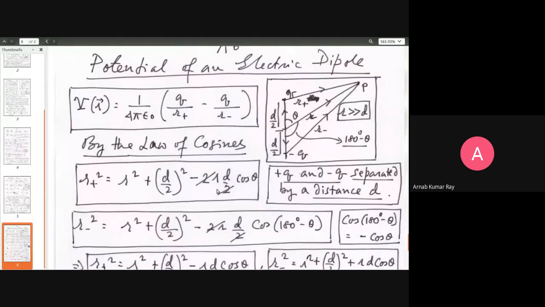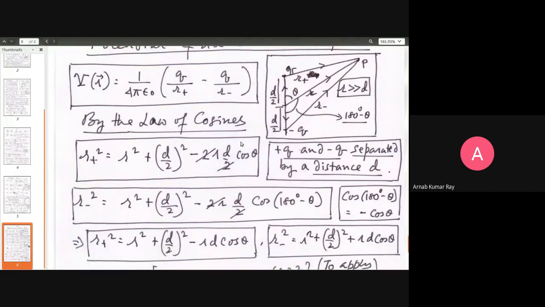I hope you are aware of that. You should be. Incidentally, if this theta were to be 90 degrees, then cos theta would have been 0, and you would have simply got the standard and well-known Pythagoras theorem. r plus squared would have been equal to r squared plus d by 2 whole squared. So that is what it is. So anyway, the 2's cancel out, and you have just minus rd cos theta.